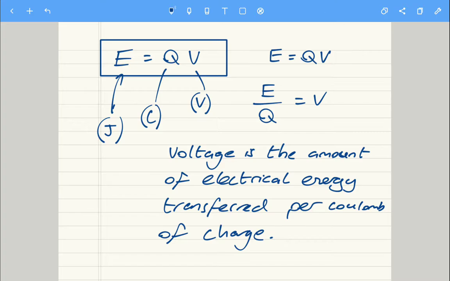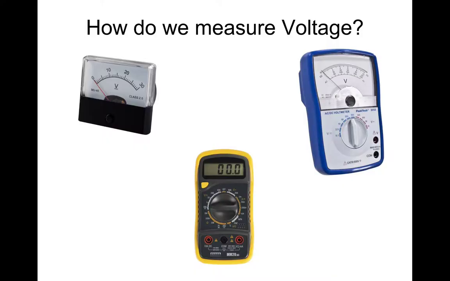All right, let's look at how we measure voltage in a circuit then. We measure voltage using these devices. These are voltmeters. The one on the left might be seen in a classroom. The one on the right might also be in a school. The one on the bottom, maybe you use them at A-level or in industry. They're called multimeters. All right, so let's move on.